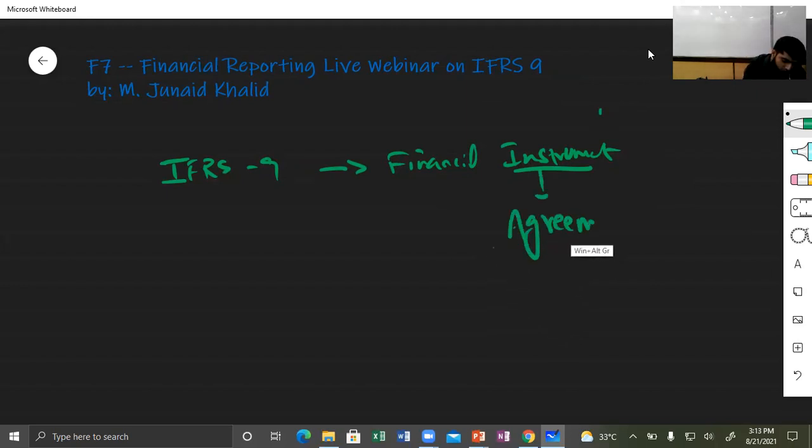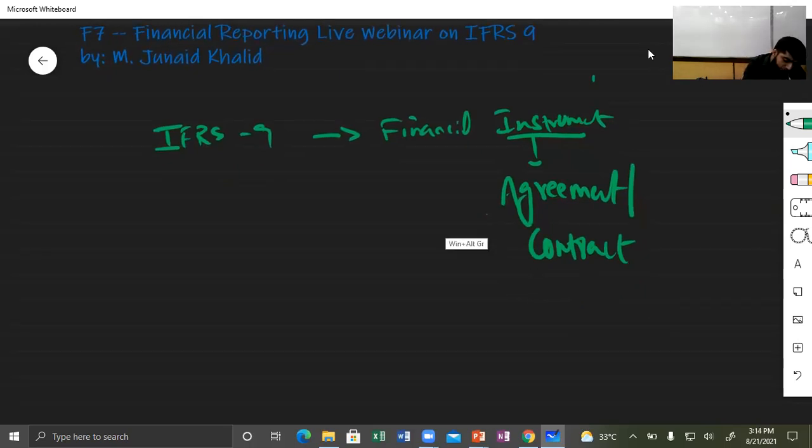It's an agreement, it's a contract. So I can say that instrument means an agreement or a contract between two parties. It is obvious that whenever there's an agreement or a contract, it will be between two parties. And if that contract is for financial terms, it is known as a financial instrument, or we can say a financial agreement, a financial contract between two parties.